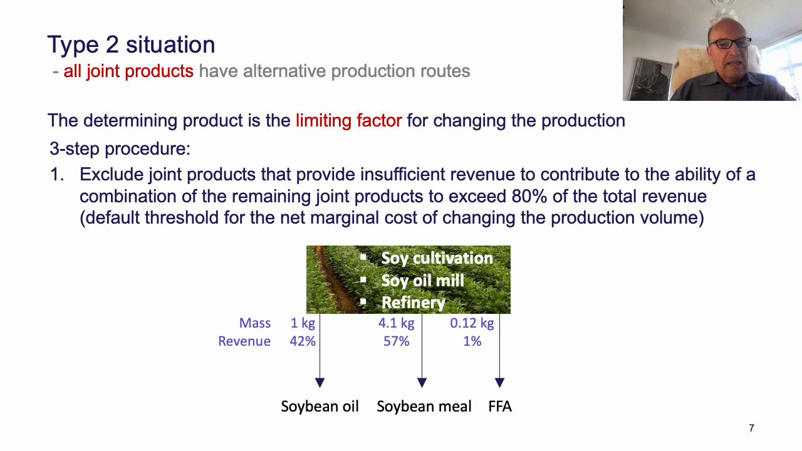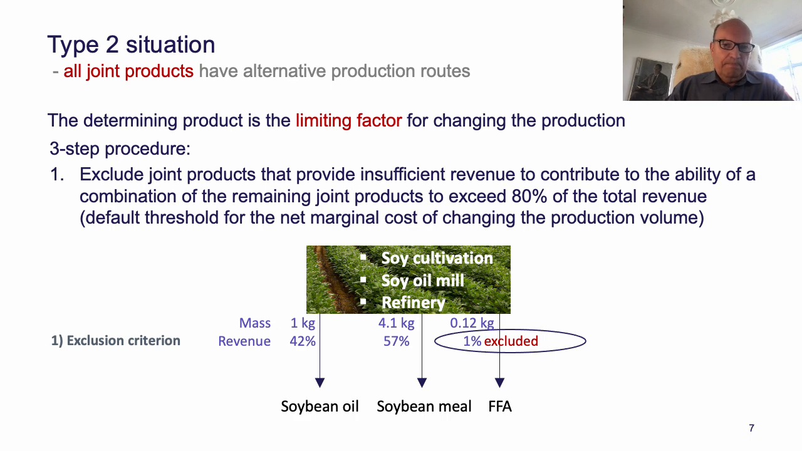So you can see that in order to reach 80% of the total revenue, so to be able to change the production volume, you need at least to combine the soybean oil and the soybean meal. But the free fatty acids, it doesn't really matter whether that is 1% or larger. It would have to be significantly larger revenue from that before it could influence the ability of the combination. So we can simply exclude that by this 20%, 80% rule.